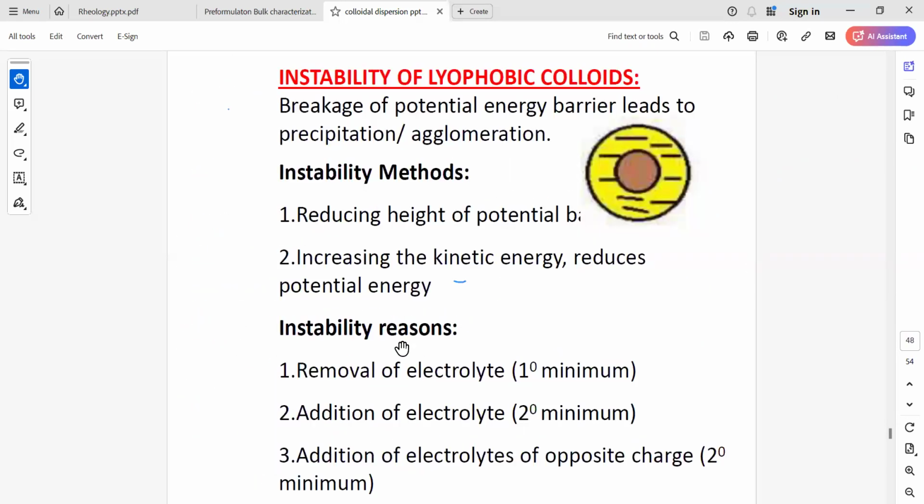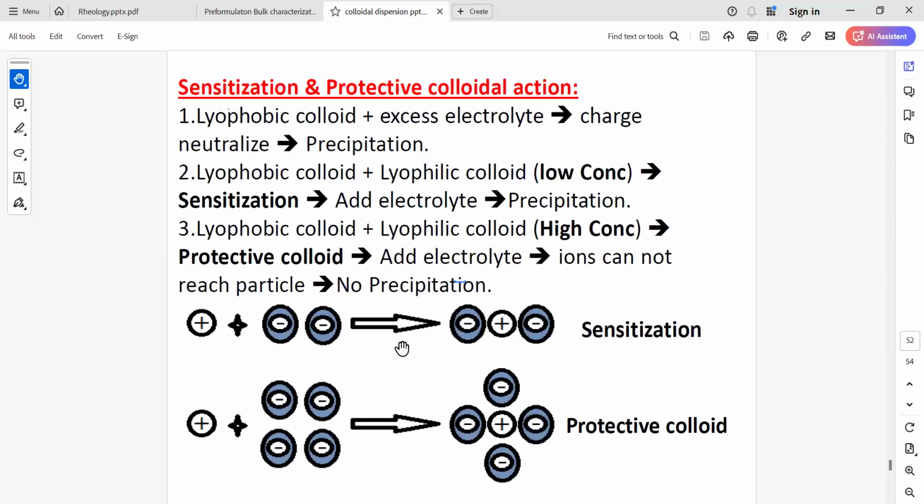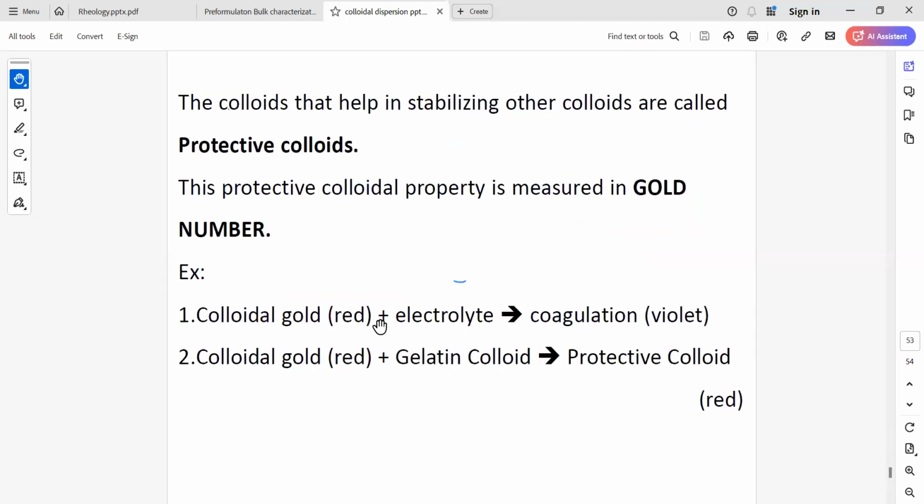And the last term which we will discuss is the protective colloid action, which is also known as gold number. So what is gold number? It is the amount, in milligrams, of protective colloid.